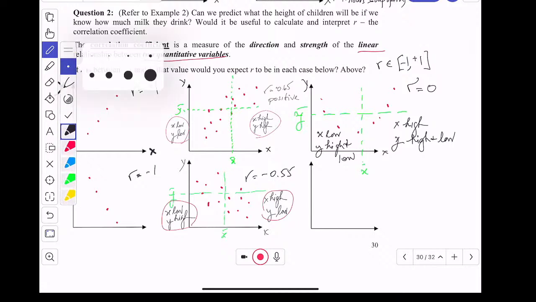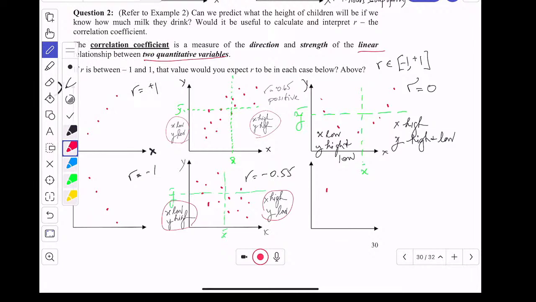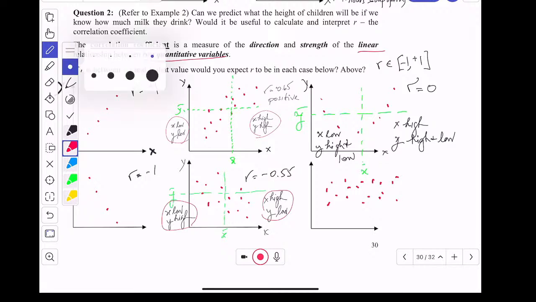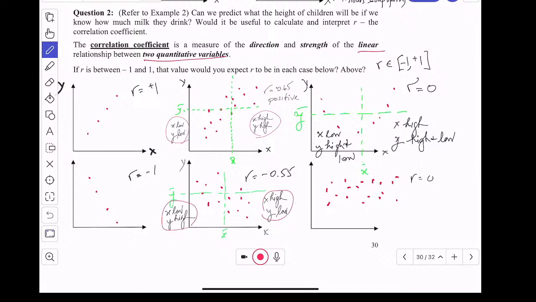Also, another example where you get an r of 0 is where you have no trend. This is called no linear relationship. Also, this is no relationship at all. There's nothing here. Okay, there's no trend at all.